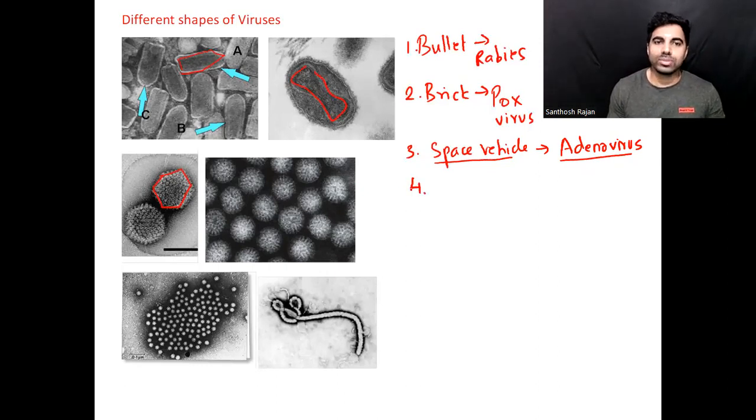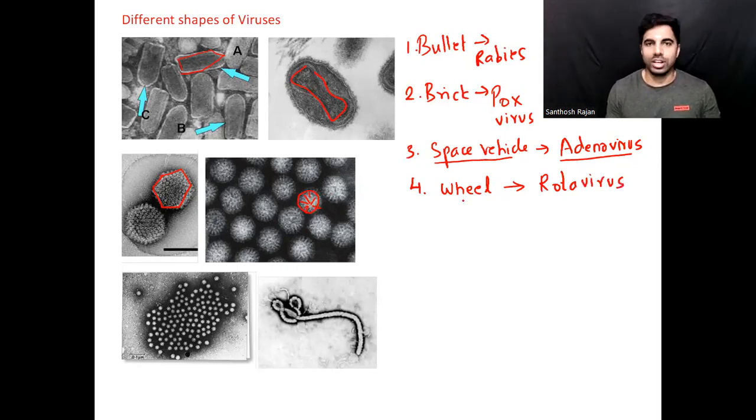Now, the fourth one. When you get a picture like this, it looks like a cartwheel, any wheel-shaped virus. If they ask, you're going to say rotavirus. Rotavirus is the most common virus causing diarrhea in children. So that's one question. Wheel-shaped is rota. With a wheel you rotate the vehicle, right? Remember it like that.